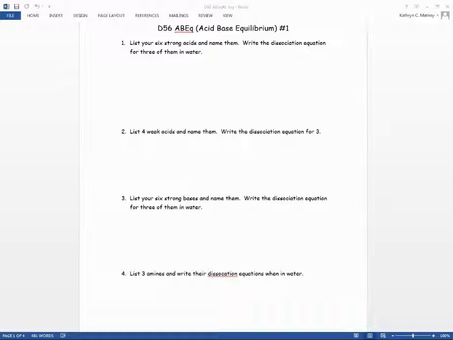Now, here's the good part. It's only the first one that really matters. It's only the first one that decides the pH of the solution. But we do have to know that there's more than one dissociation equation. We'll make you run the battery with that. All right, so quick question.